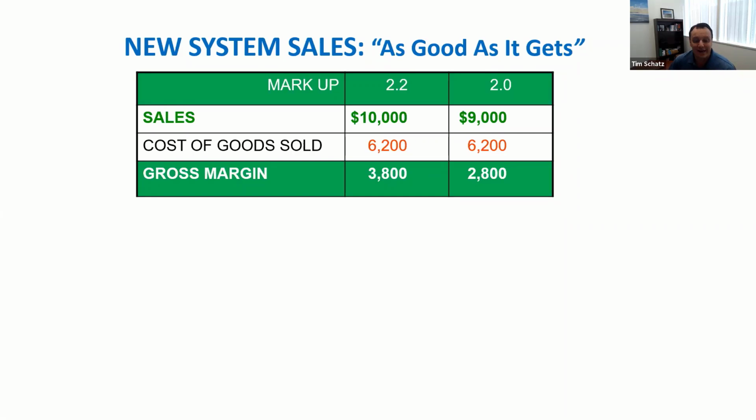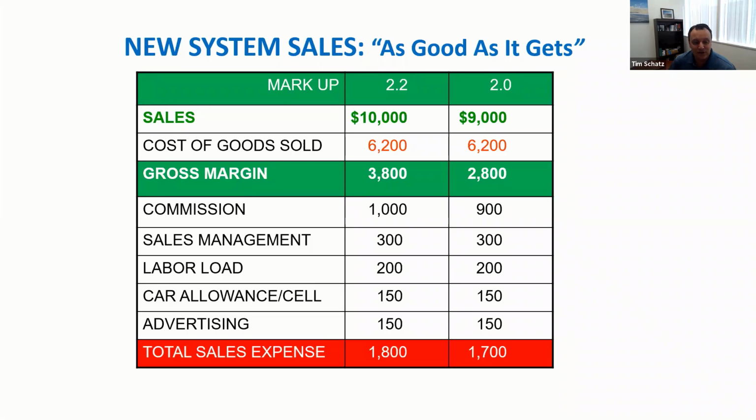Now I have the sales expense. I'm going to have commission. I'm going to have sales management, labor load, car allowance, sell, advertising.